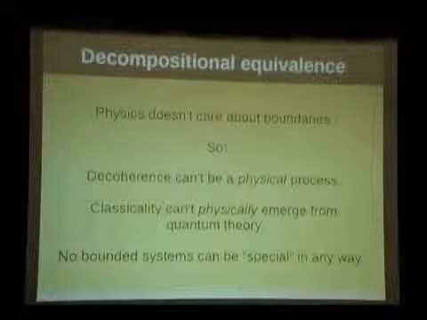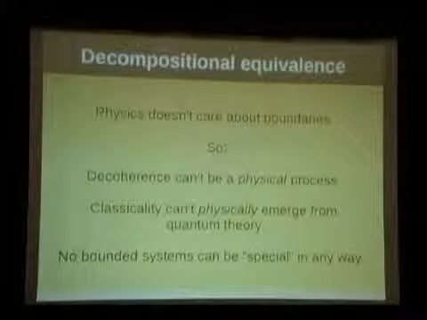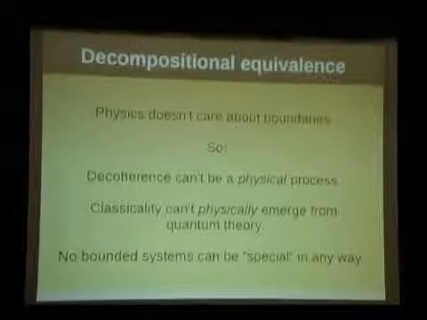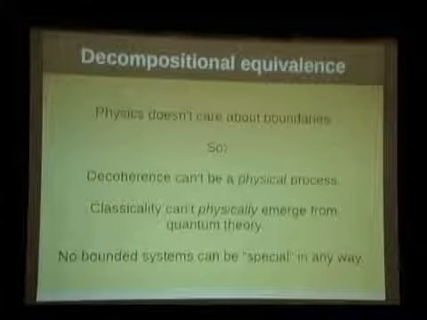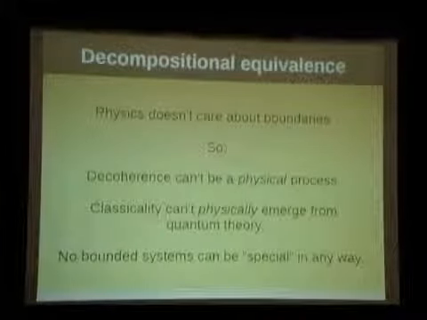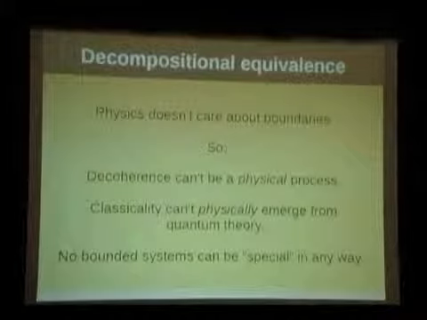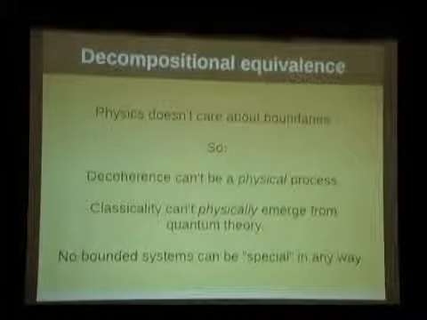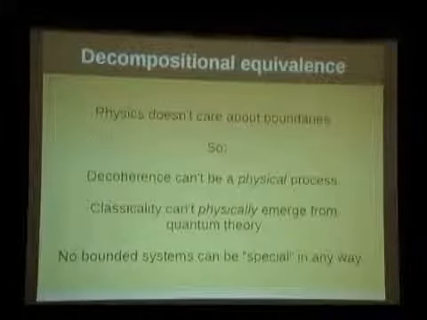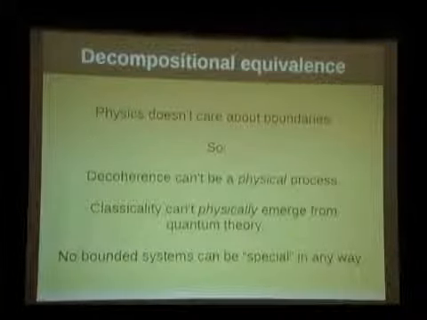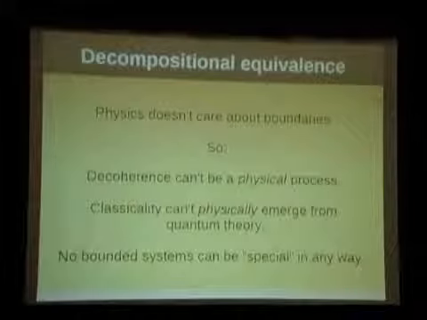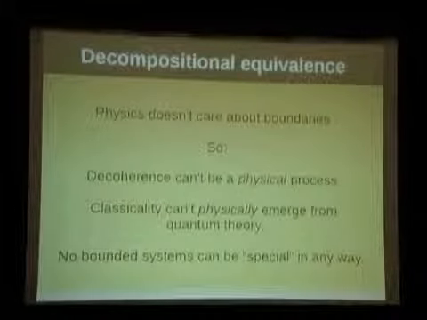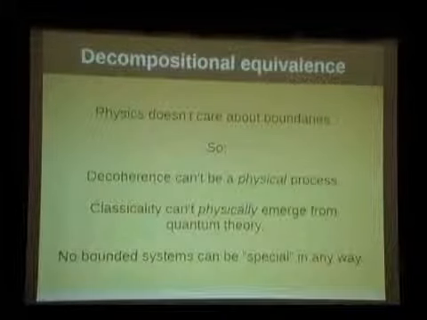It also tells you that no bounded systems, no systems with boundaries that I've drawn or that anyone else has drawn can be special in any way. By special, I mean have any influence on the dynamics. So the fact that a system is bounded doesn't make it special. And that's true for any systems. That's true for me. Right? I'm a bounded system, and I'm not special. The dynamics just happens. Okay?